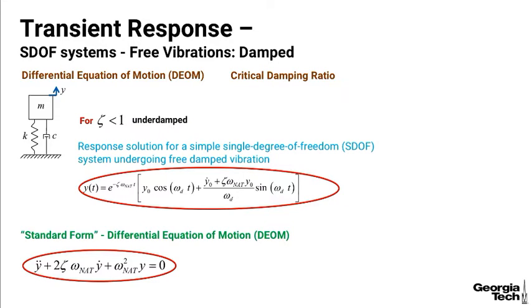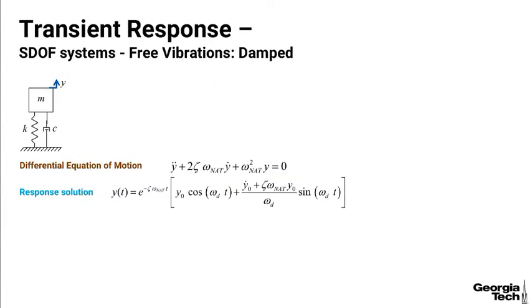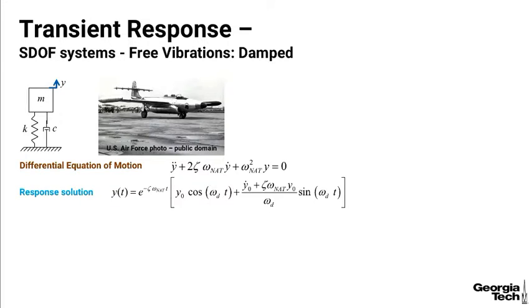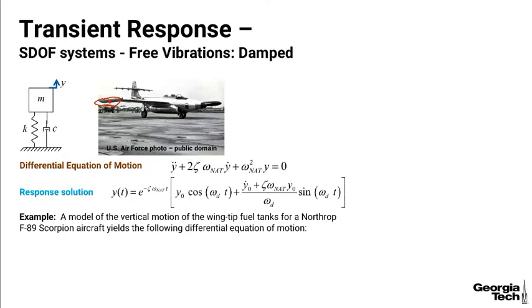We had the response solution and we had put the differential equation of motion in standard form, where the coefficient of the acceleration term is equal to 1, or unity. And the real world example I want to look at is this U.S. Air Force photo where we have these wingtip fuel tanks. This could be a model of the fuel tanks here with the cantilever beam spring action of the wing and damping action, taking out energy.